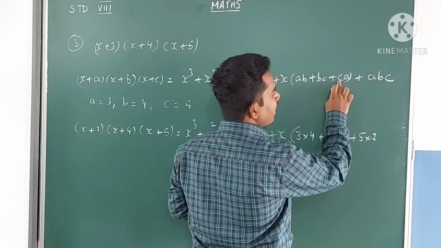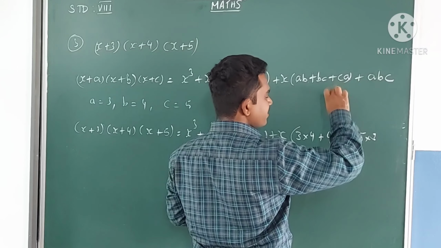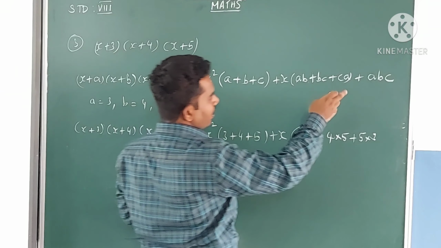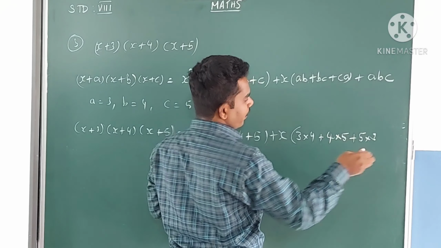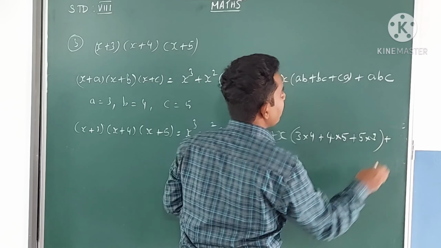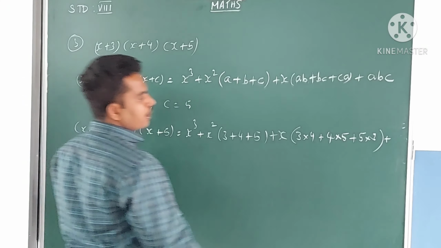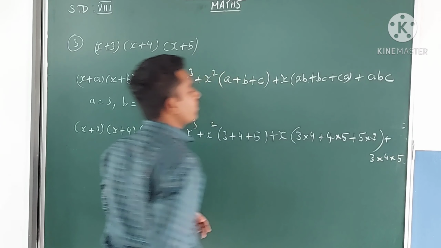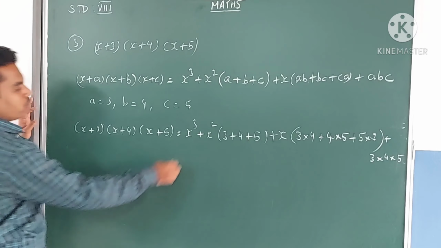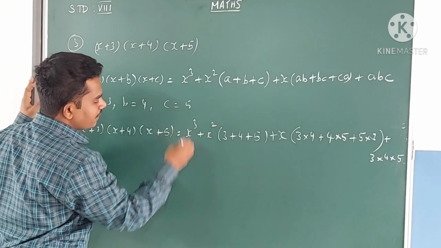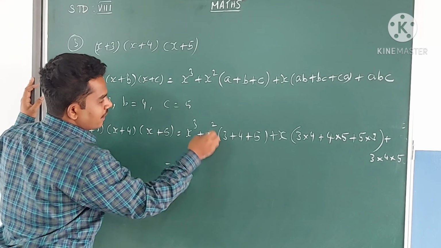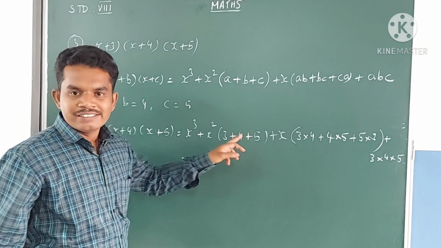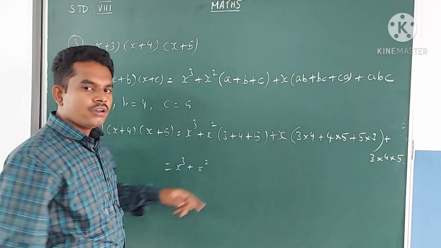or ac is the same as ca. That is the commutative property. Okay, ca is okay, ac also is okay. Plus abc, 3 into 4 into 5. So next step, this can be written as x cube and this can be written as x square. First you add the terms, 3 plus 4 is 7, 7 plus 5 is 12.